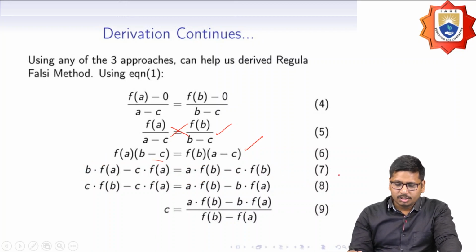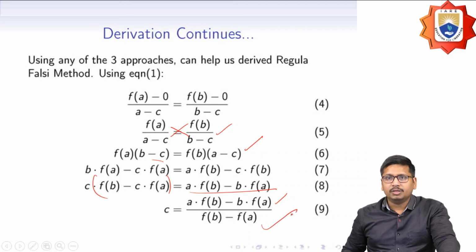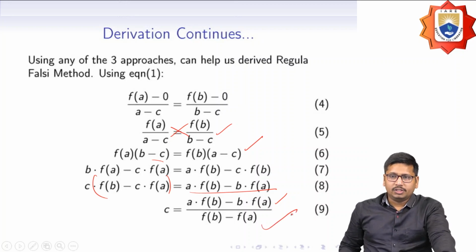Once this is considered, I take the common c value. By taking this common term, the remaining part should be a constant, and this should be the required regula falsi method formula here.